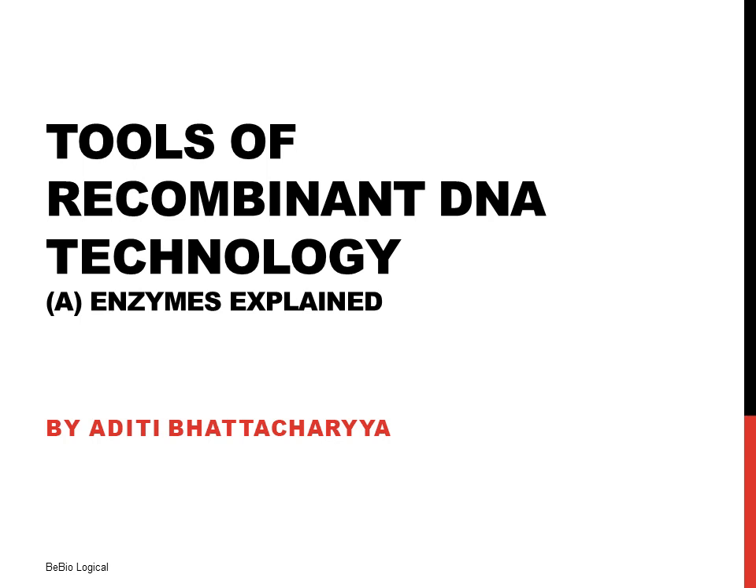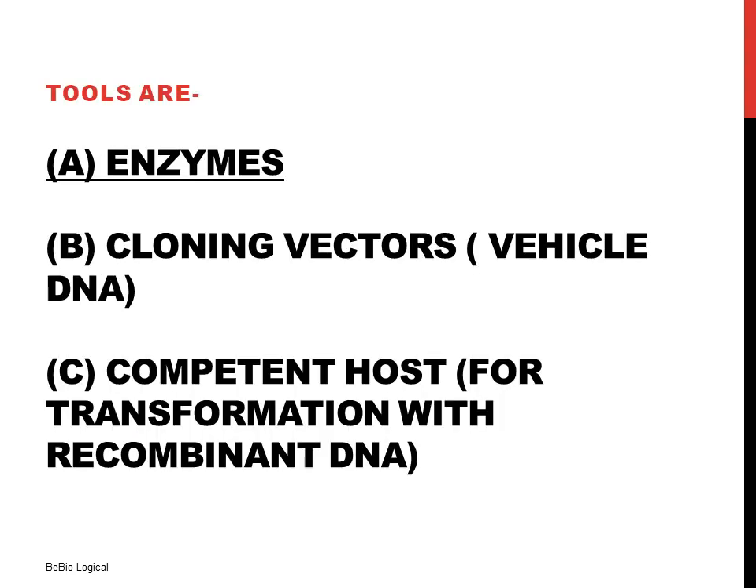Today we will discuss the tools of recombinant DNA technology. Three types of biological tools are used in the formation of recombinant DNA. These are enzymes, cloning vectors known as vehicle DNA, and competent host for transformation with recombinant DNA. In this video, we will only discuss enzymes.